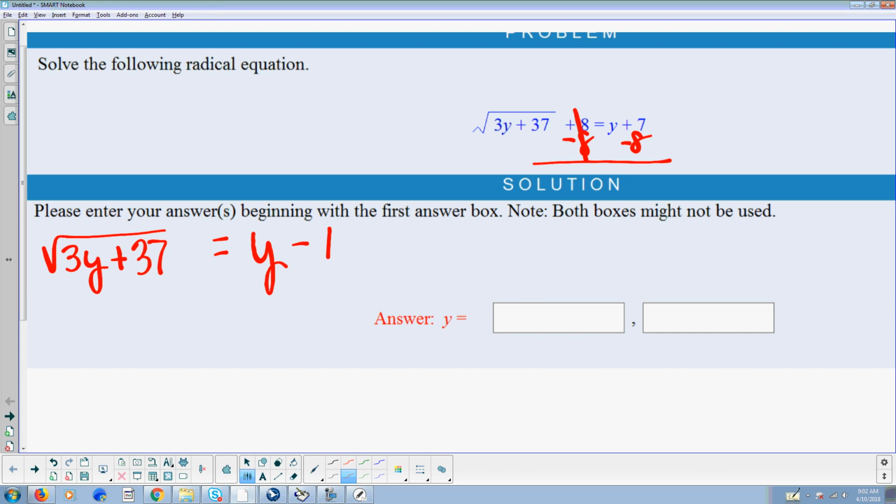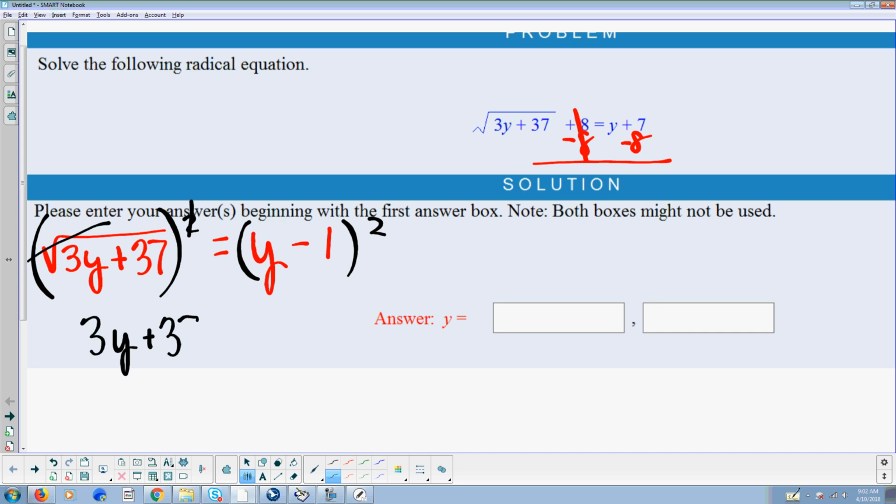Okay, so now we need to undo a square root. To undo a square root, the opposite of taking a square root is squaring. So we will square both sides of the equation. Alright, so when I square the first side, squaring cancels square root. That leaves me with 3y plus 37. Squaring the second side, y minus 1 quantity squared, I'm going to FOIL with itself. That gives me y squared minus 2y plus 1. It's the result of FOIL.